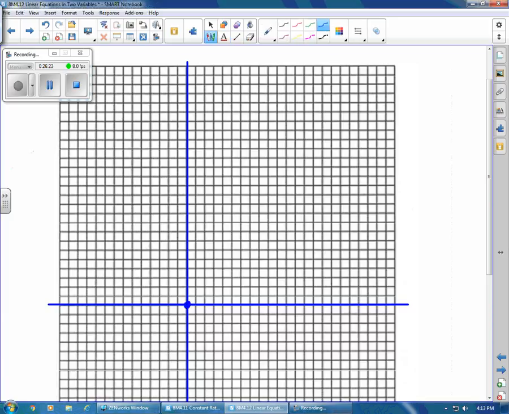So the first one I did was 5, 9. So I'm going to go 5 over to the right. 1, 2, 3, 4, 5, and then 9 up. 2, 3, 4, 5, 6, 7, 8, 9. And that's my first point. The other one that I did for you was 10, 7. So go right 10 and then up 7. So there's my next point.